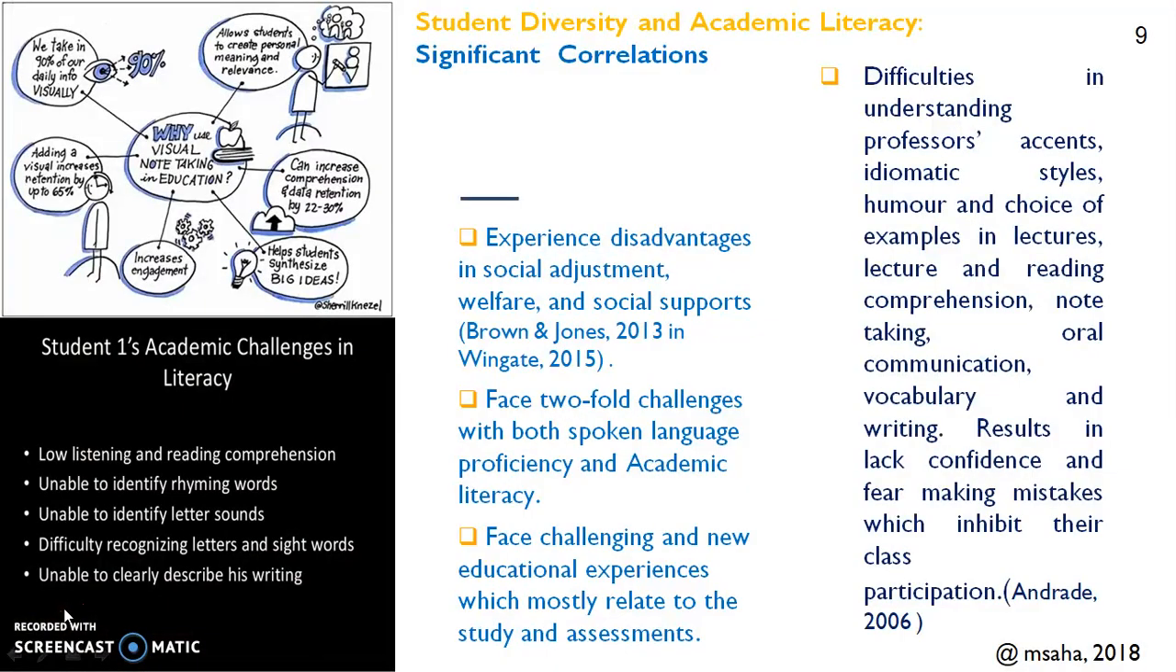The concern regarding student diversity was recorded by Brown and Jones, as the diverse students experience disadvantages in social adjustment and welfare, including racism, alienation, marginalization, different lifestyles, and cultural predispositions affecting their socialization and studies. They go through psychological stresses with the experiences of less social support and feeling of culturally apart. Besides, they have to face twofold challenges with both language proficiency and academic literacy. They have to acquire both the community language and activity-based academic literacy.